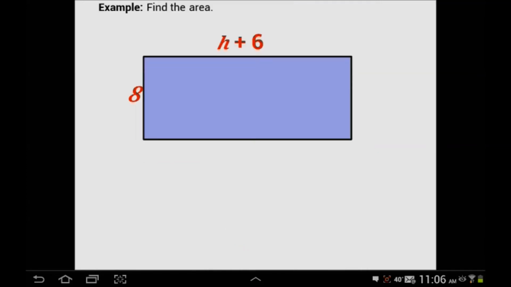Okay, and this next one, this is a pretty simple one. Find the area again. So I don't have it split up into special parts. All I have is a length and a width. We know that the length is h plus 6, and we know the width is 8. So we're just going to multiply using distributive property.